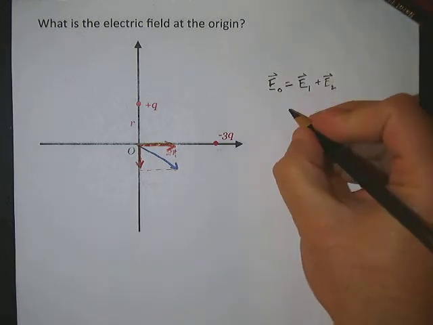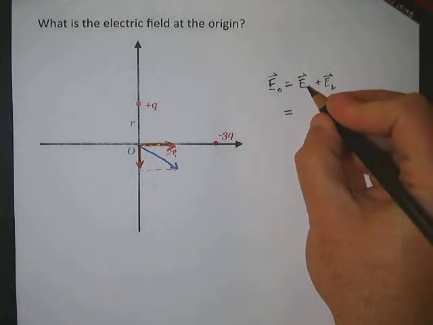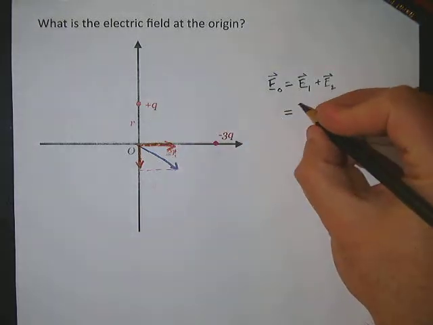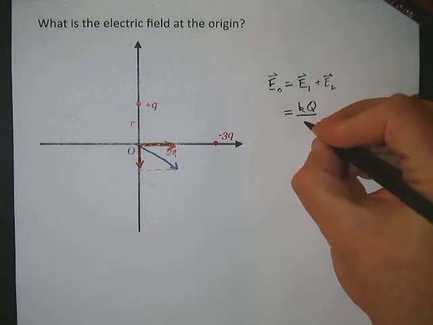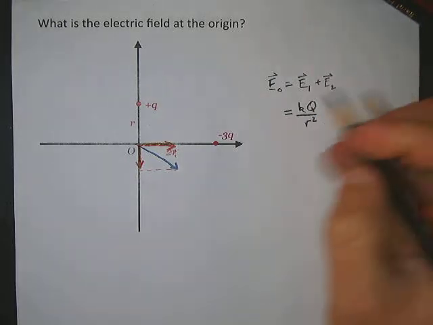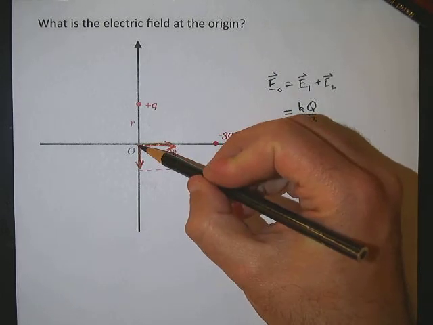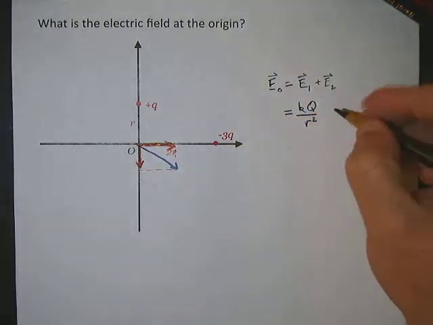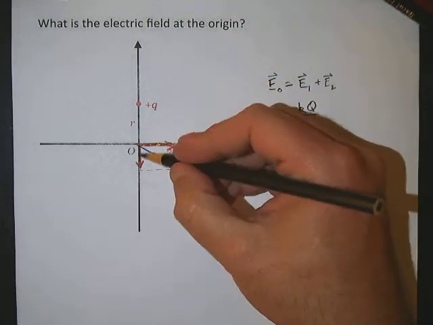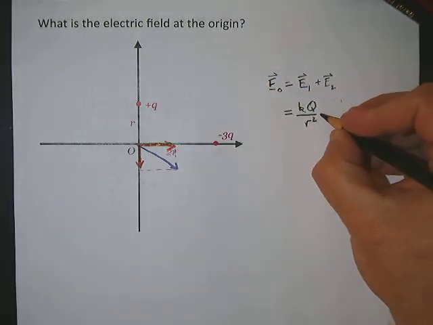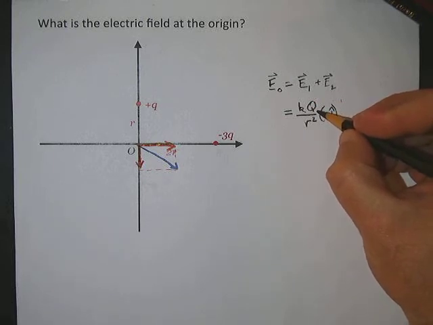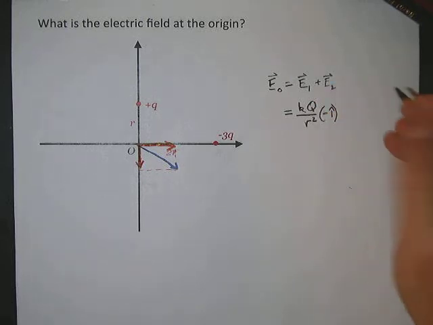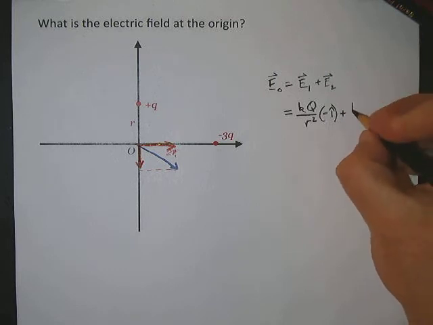Okay, so let's actually start the calculation. The electric field for a point charge is kq over r squared. Now, because this charge is positive and the field is pointing down at this point, we need to give it a direction. And we're going to say that it points in the negative i hat direction. So this piece gives us the magnitude, and then this piece here tells us the direction.